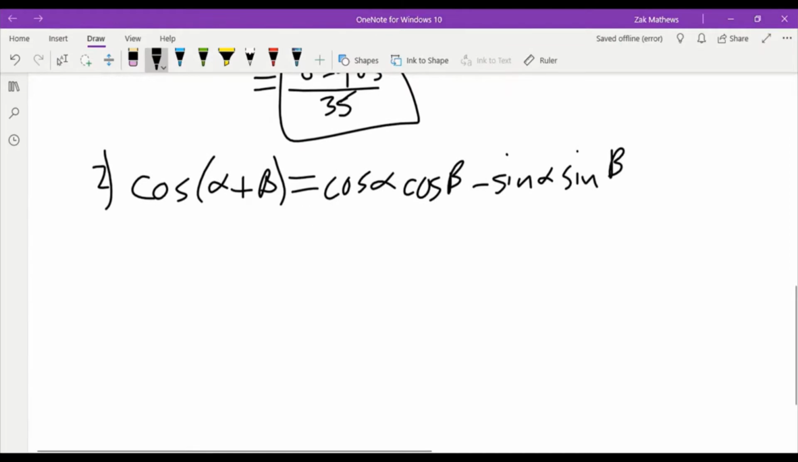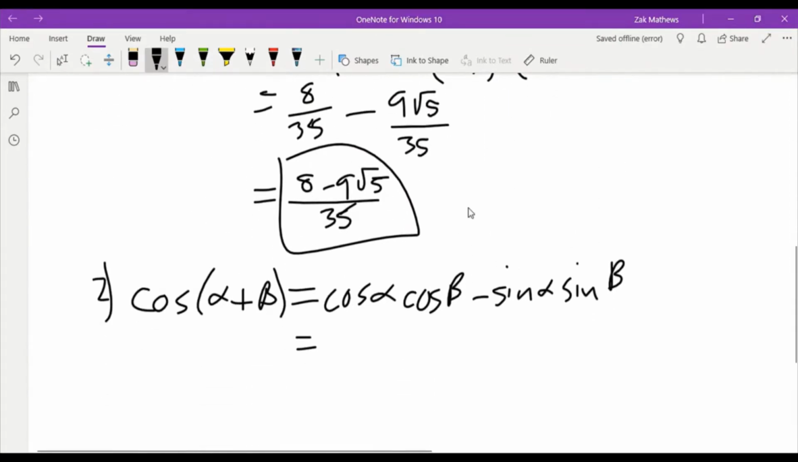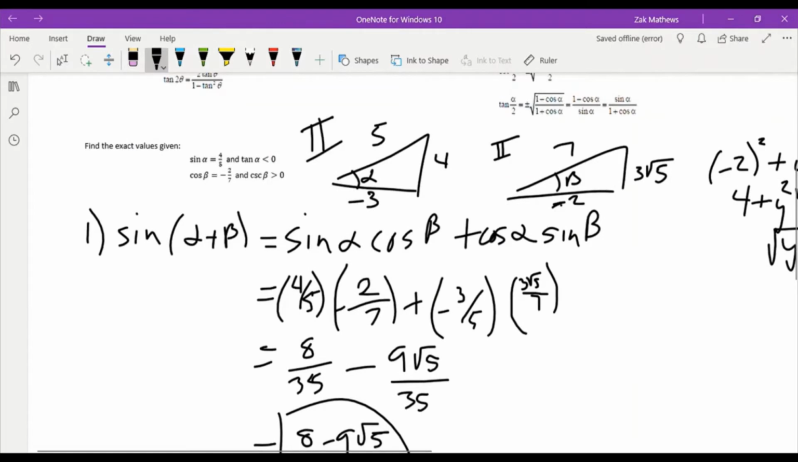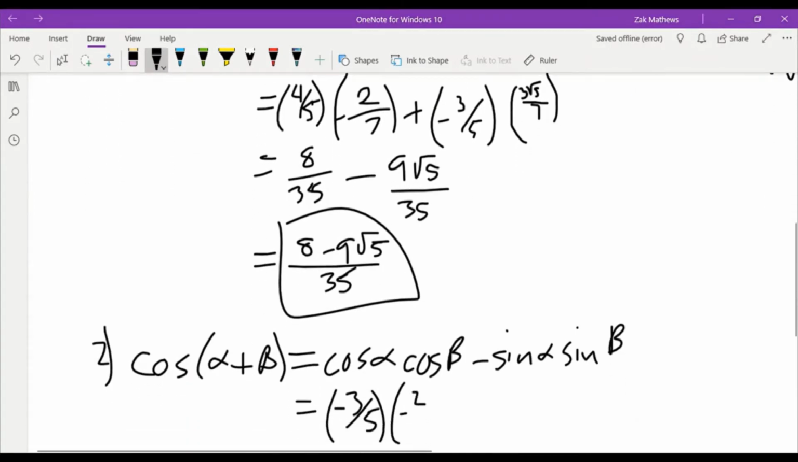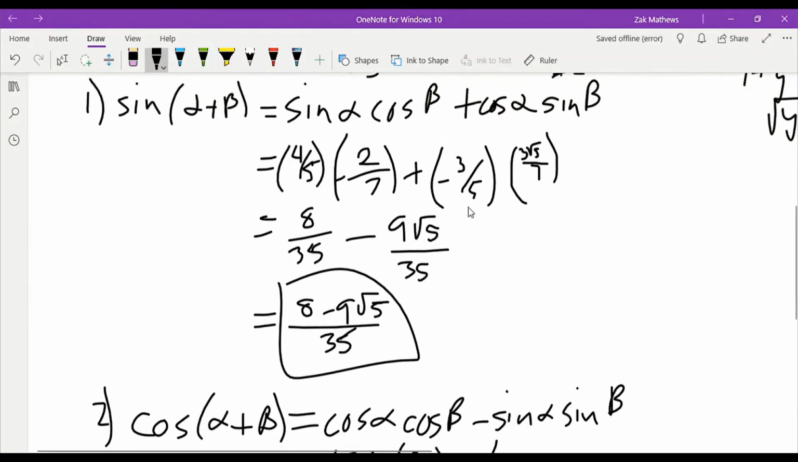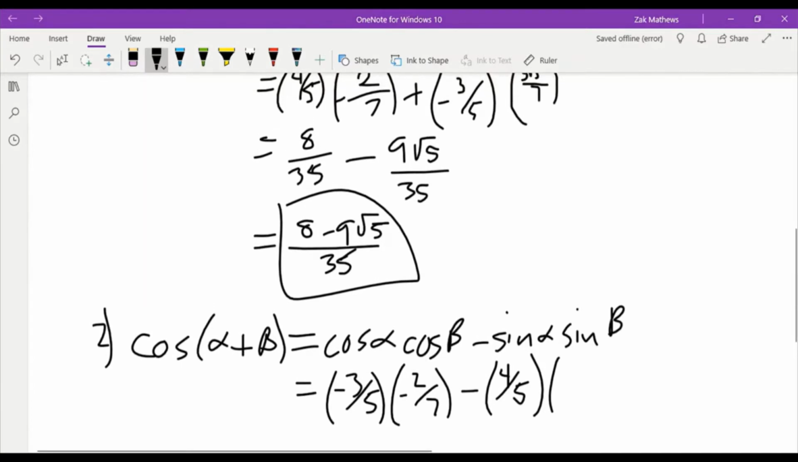And cosine of alpha we just found a second ago to be the negative 3 root 5. Cosine beta was given as the negative 2 over 7. Sine of alpha, we were told it was the 4/5. And then sine of beta, we just found it to be the 3 root 5 over 7.